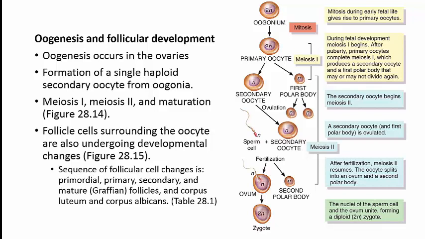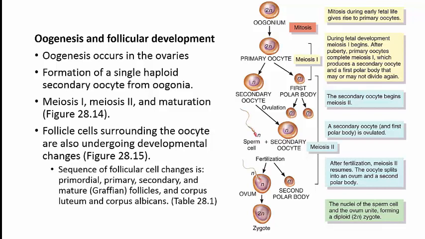So with oogenesis, which is the formation of eggs in follicular development, we see oogenesis occurs in the ovaries. It's a formation of a single haploid secondary oocyte, and this comes from the oogonia. There's going to be the process of meiosis 1 and meiosis 2, and then we're going to see that it actually will mature, just like we saw how sperm matures in the epididymis. The follicle cells surrounding the oocyte are also undergoing developmental changes as well.